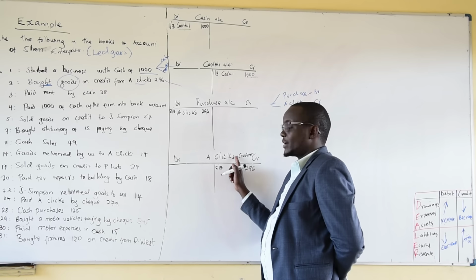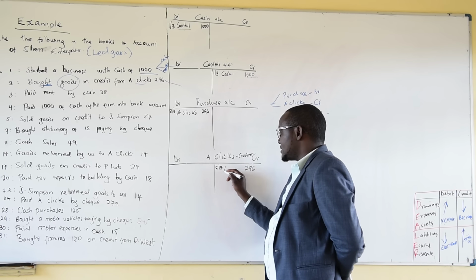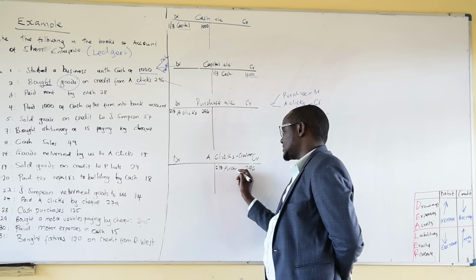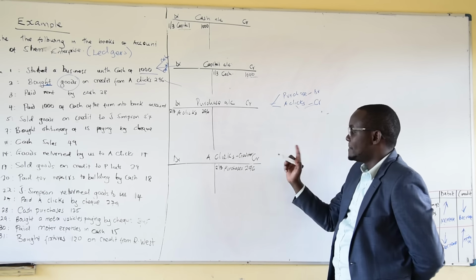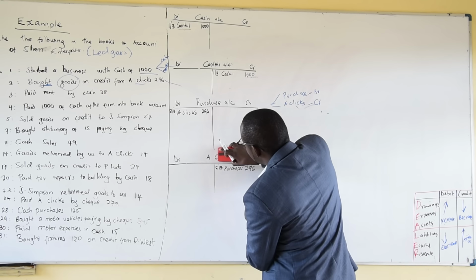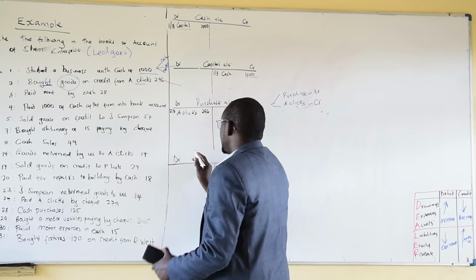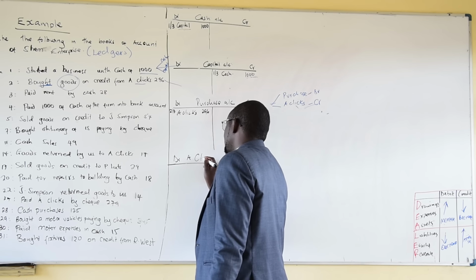This debt for Eclipse, where did it come from? This debt came from purchases. Remember, the account is what is written on top. The account is what is written here, Eclipse.